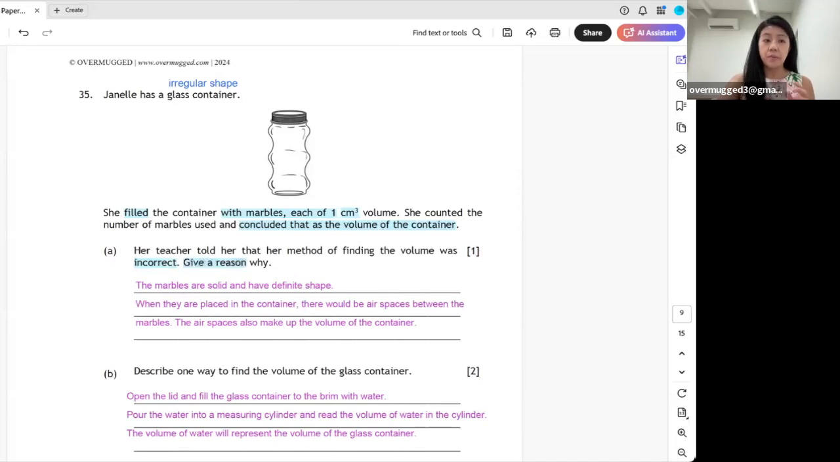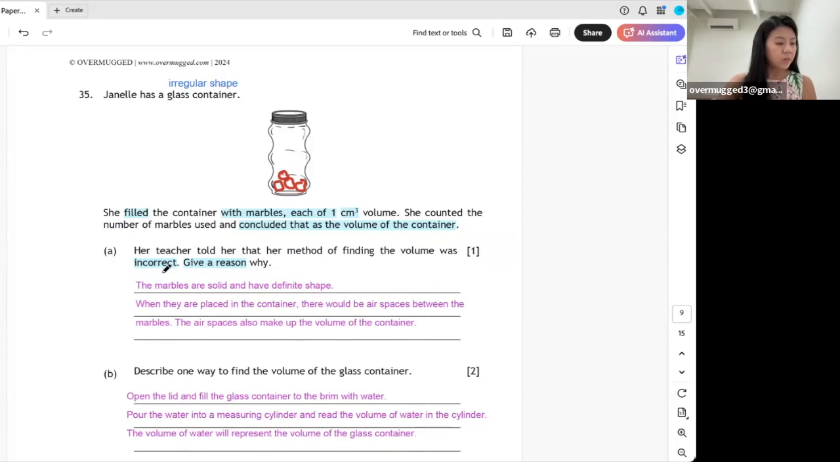Now, if you think about it, and if I were to draw on the diagram, marbles are pretty big. What happens is that when you stack them up like that, you're not going to pack them very nicely. In between the marbles, there are going to be air spaces, which form part of the volume of the container. But when you are just using the marbles to represent the volume, you're missing out on these air spaces, and you didn't count them as part of the volume. So you're not going to get the actual volume of the container.